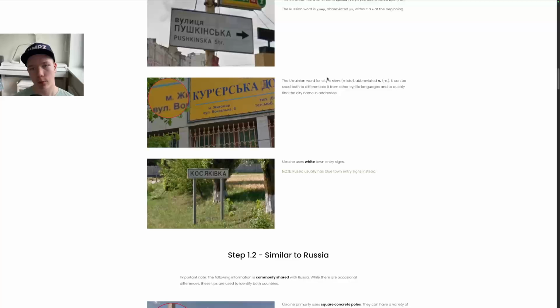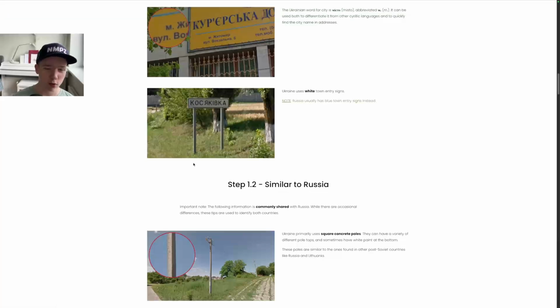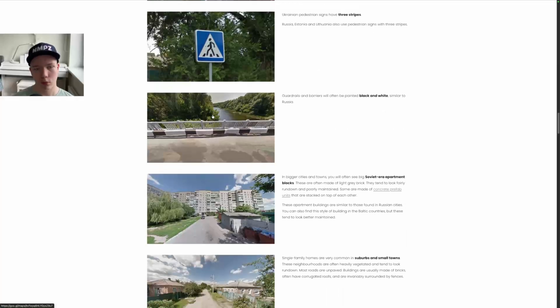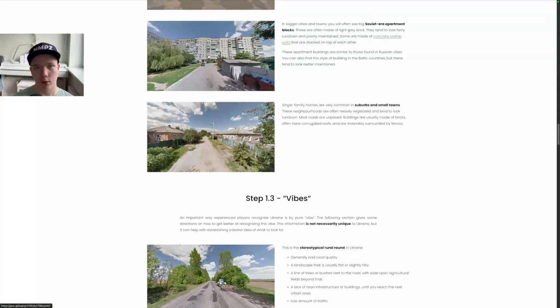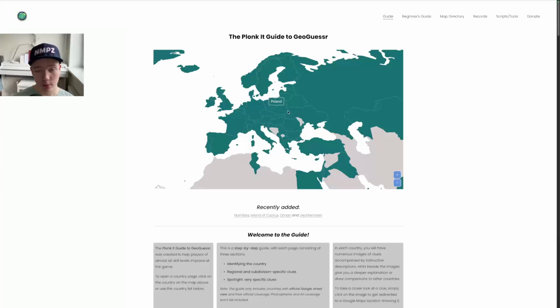Yeah, the Ukrainian word for city is Mista. I don't know, maybe that pronunciation was wrong, but abbreviated just M. And yeah, in Russian, the word is gorod, and it's abbreviated as just the letter G. Ukraine uses white town name signs, and Russia usually uses blue ones. I'm not gonna talk about these. It's got this Poland, chevrons, this pedestrian sign, yeah. And the architecture often looks, well, quite ugly, if we're being completely honest here.